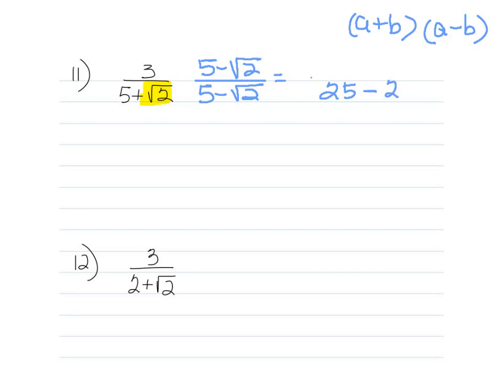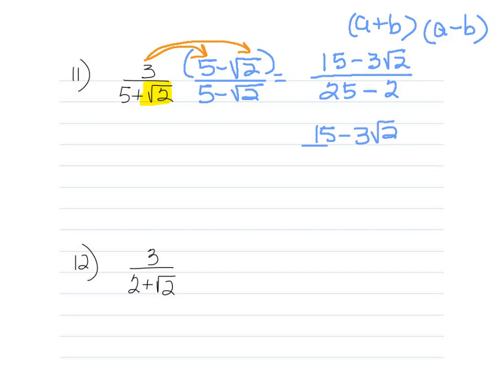Okay, now in my numerator what I need to do is basically distribute as I multiply these together. Okay, so let's do that. 3 times 5 is 15. And then 3 times negative radical 2 is negative 3 radical 2. Now let's simplify. 15 minus 3 radical 2 over 23. And that would be our simplified radical expression. Okay?